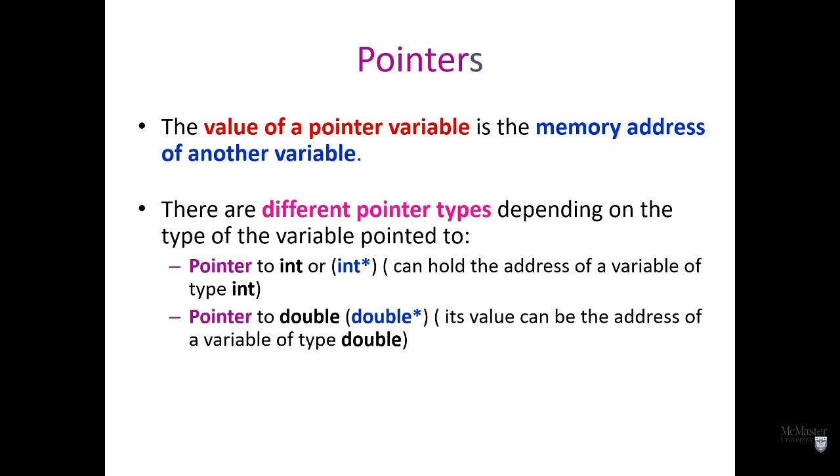So int, this asterisk means you are defining a pointer to an integer variable. So what is in front of the pointer definition is not the type of the pointer. It's the type of the variable that the pointer is pointing to. And this is what confuses people. So if this is the type of the variable that the pointer is pointing to, then what is the type of the pointer?